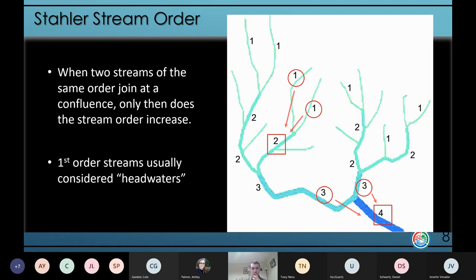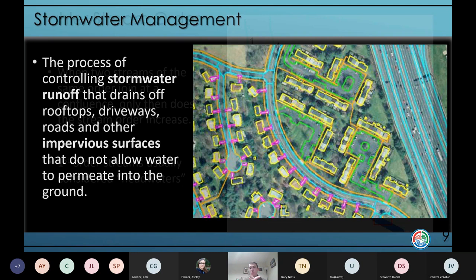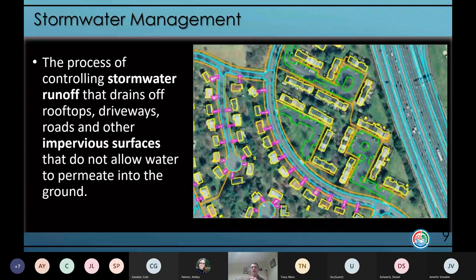So I work for stormwater management. That is really the process of controlling runoff from impervious surfaces. Impervious surfaces are really what create stormwater runoff. Stormwater isn't bad. Everyone needs water. Plants need water. We need water. But the runoff created from that stormwater landing on our impervious surfaces is what causes a lot of our issues.